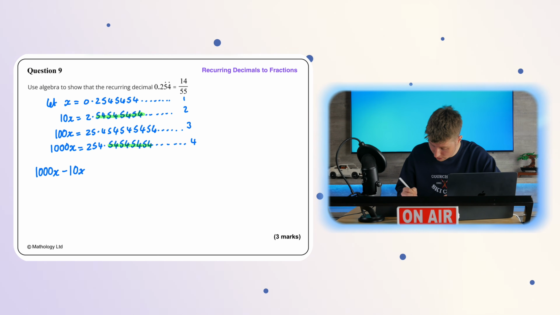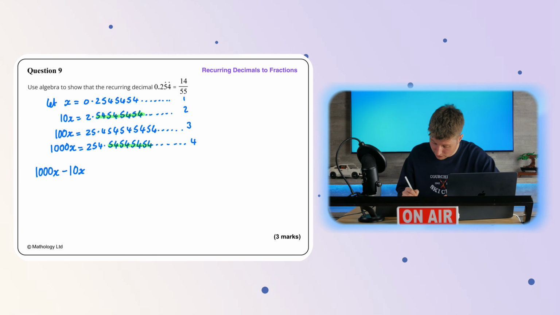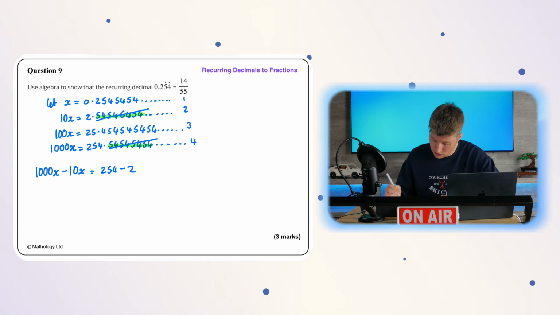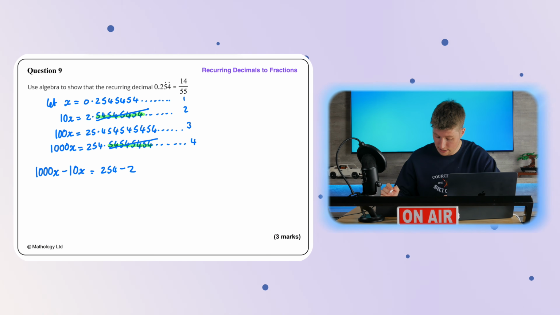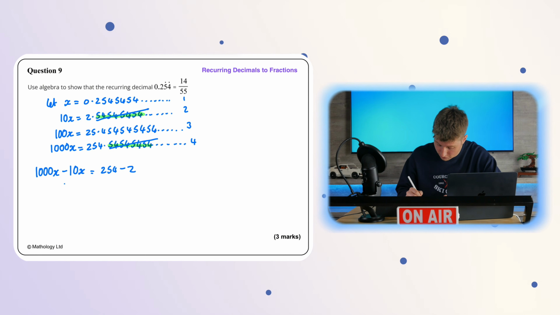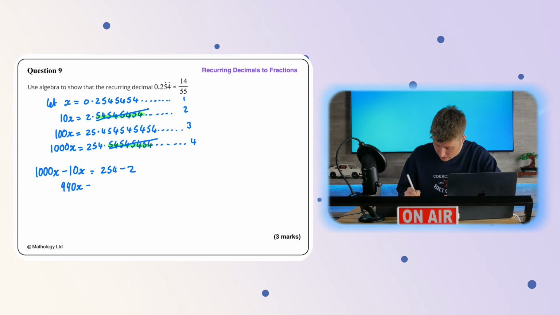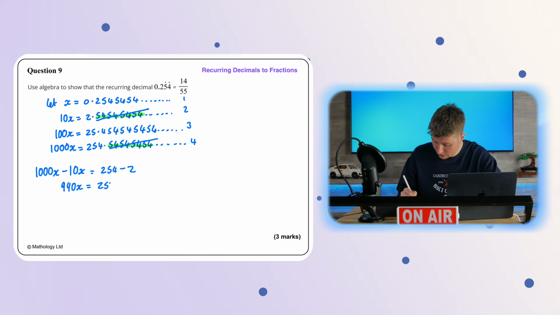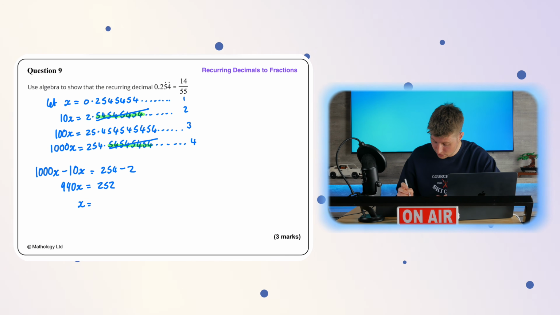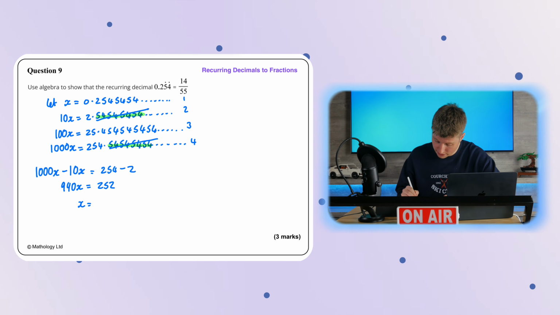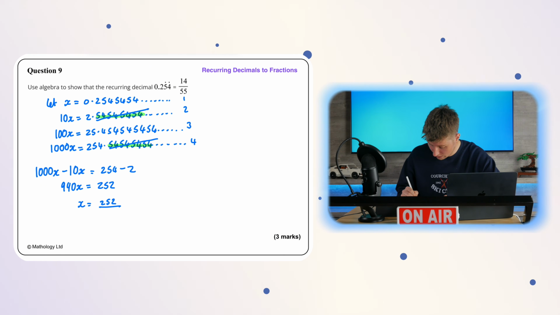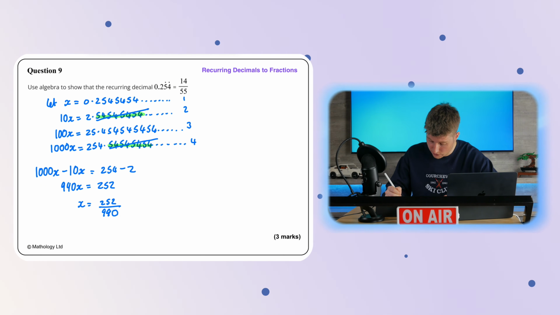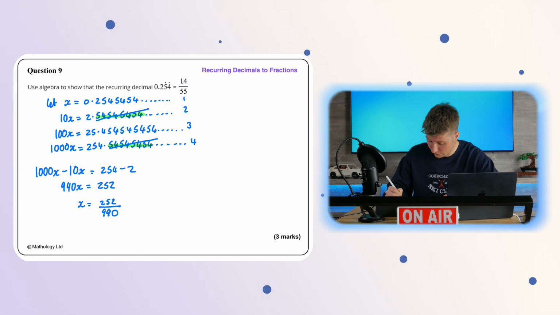subtract 10x, so we're going to subtract line 2 away from line 4. This means that the decimal part will cancel out, so we're just left with 254 subtract 2 on the right hand side of the equal sign. 1000x minus 10x is equal to 990x, and this is equal to 252. So if we divide both sides of the equation by 990, we're going to get 252 divided by 990. So we need to show that it's equal to 14 over 55.